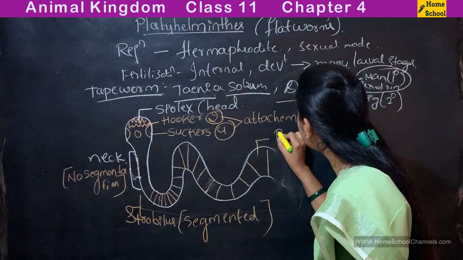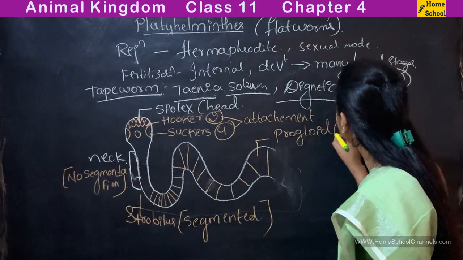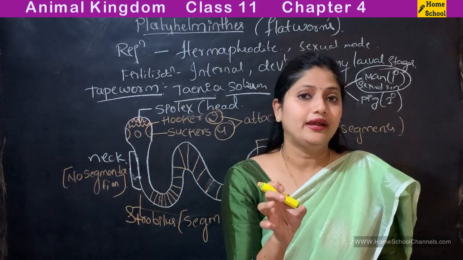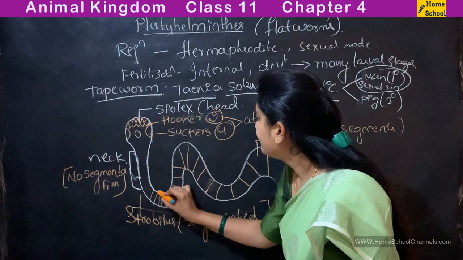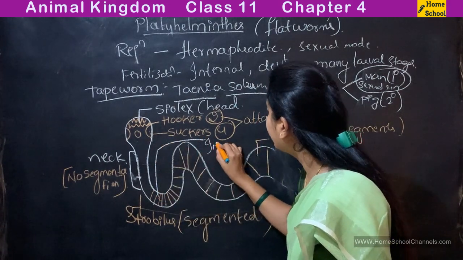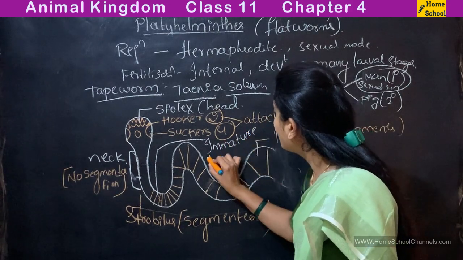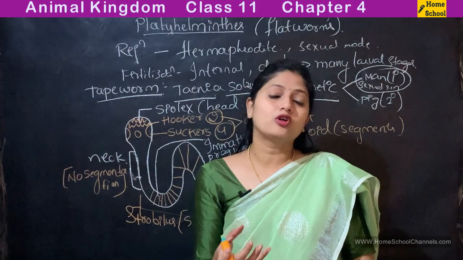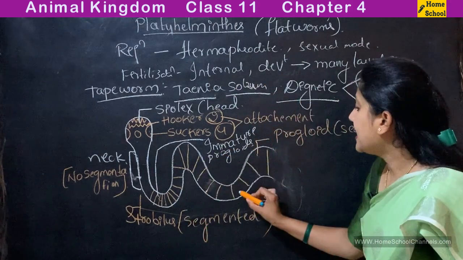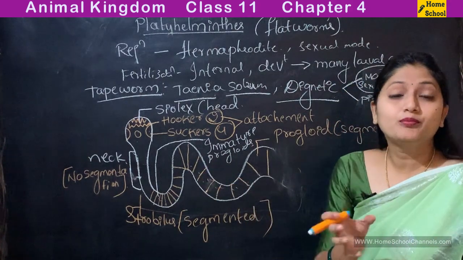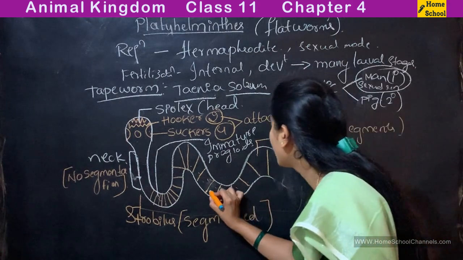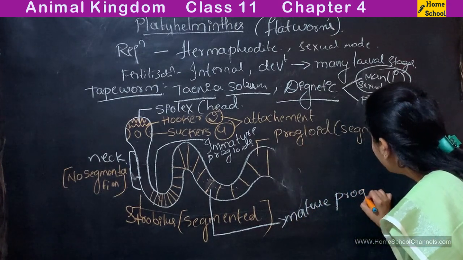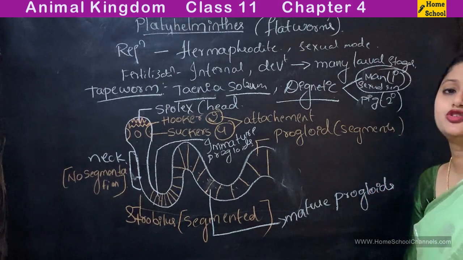Every segment is called a proglottid. I'll write it as segments. So every single segment is called a proglottid, and the ones being formed here are called immature proglottids. They are almost newborn proglottids, hence we call them immature proglottids. Whereas the proglottids here in the mid part of the body of the tapeworm are called the mature proglottids.